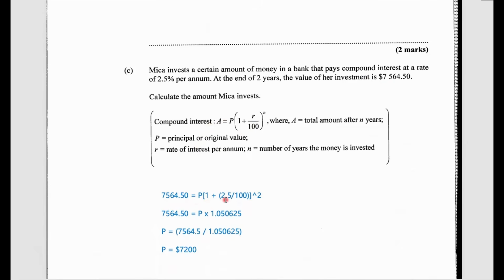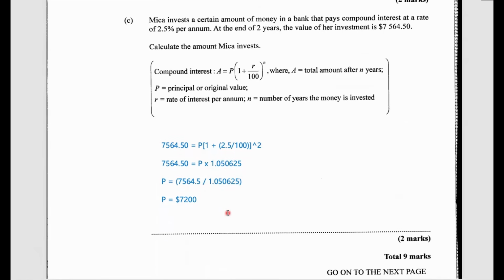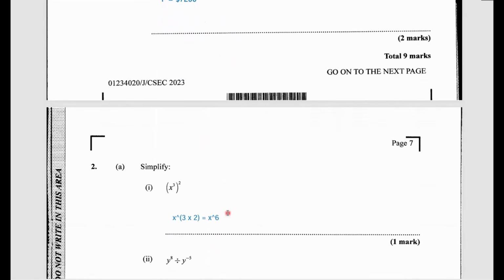Open bracket 1 plus R, R is 2.5 over 100, to the power 2 because it's 2 years. This part will get you 1.050625 by P, which will give us our value here. And making P the subject, you just divide 7,564.5 by 1.050625 to give you $7,200. That's how much Micah invested. So question 1 was finished there.